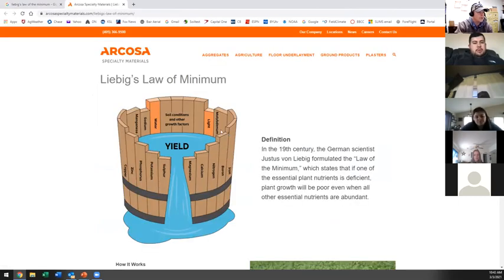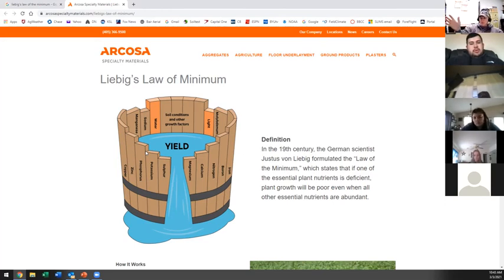So if we're looking at a barrel, okay, and we've got all these different plant nutrients, if we've got copper and zinc and phosphorus, potassium, and so on, what the law of the minimum says is that our yield, or in this case, the ability of the barrel to hold water, depends on whichever slat is the lowest, right? So we could have all of the NPK, calcium, magnesium. We could have everything that we need.